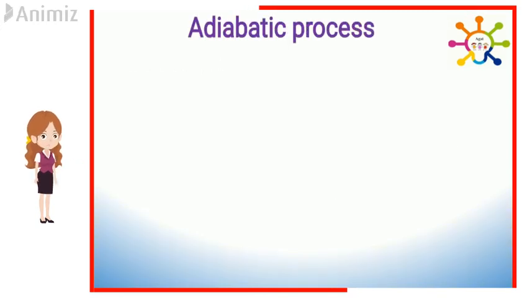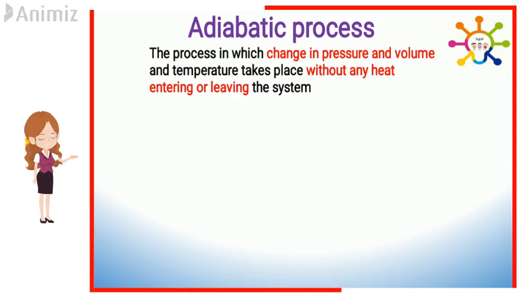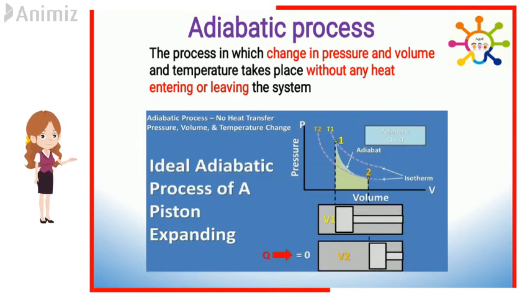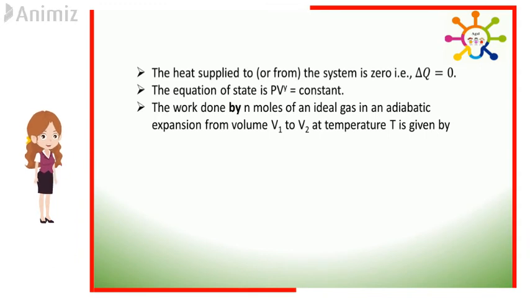Next is adiabatic process. The process in which change in pressure, volume and temperature takes place without any heat entering or leaving the system is known as adiabatic process. So for adiabatic process, Q equal to 0. The heat supplied to the system is 0, that is del Q equal to 0. The equation of state is P into V power gamma equal to constant.